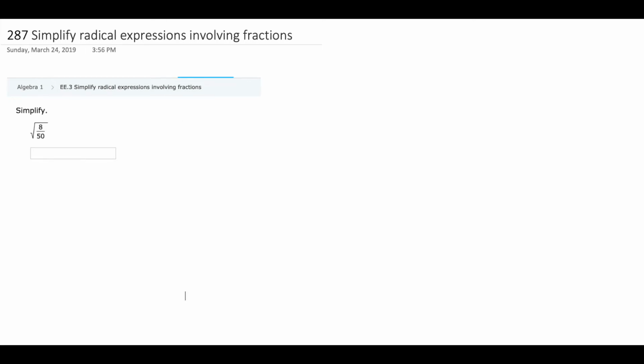Okay, so this problem, you can split it up as root 8 over root 50. And this is the harder way to do it for sure. So we'll just do it this way, and there's an easier way. A little bit easier. So what did you do from here?